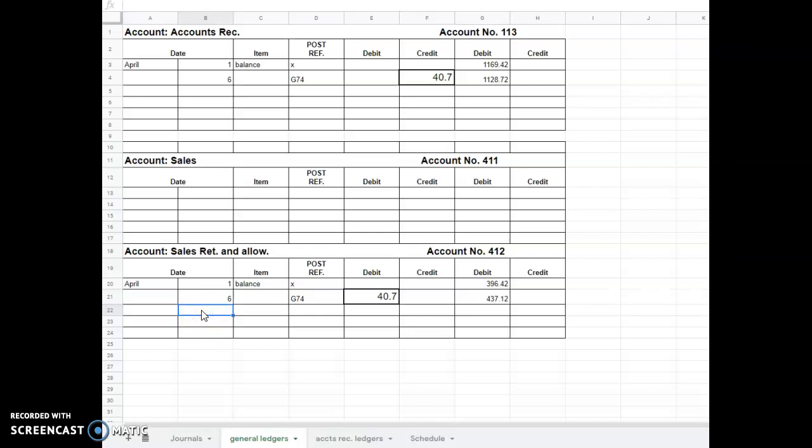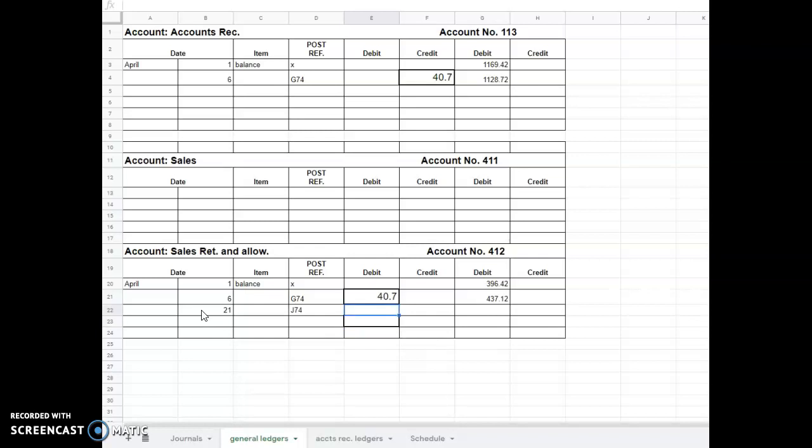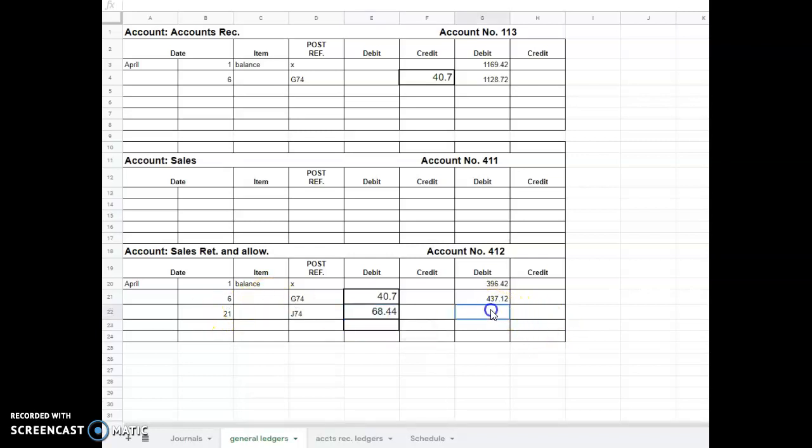On the 21st. Okay, and so we are back now from our general journal, page 74. And this is a debit for the $68.44. Oops, went in the wrong spot. Okay, so we're going to go ahead and add to our previous balance since we're debiting a debit.